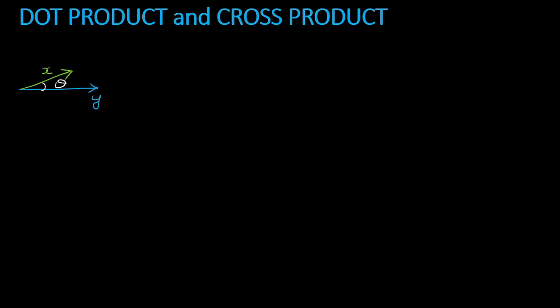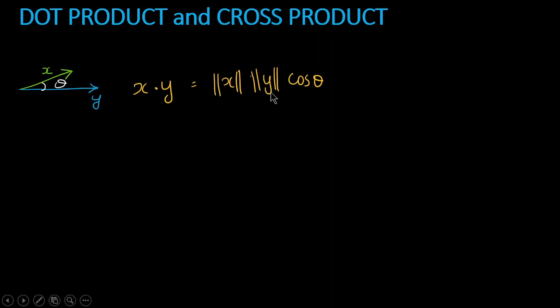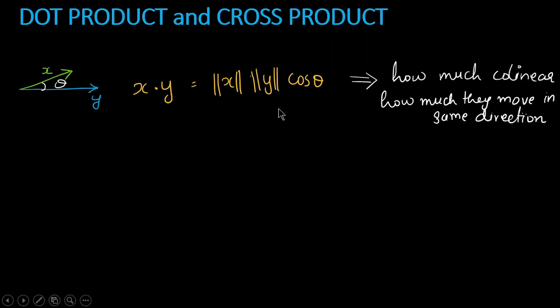So if we have two vectors x, y like this, and the angle between these two vectors is theta, then the dot product can be represented like this: x dot y is equal to norm of x into norm of y into cos theta. What the dot product actually says is how much collinear they are, or how much they move in the same direction. The dot product is maximum when both the vectors are going in the same direction.